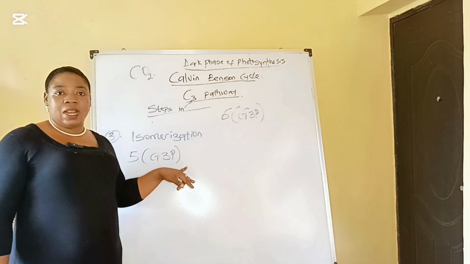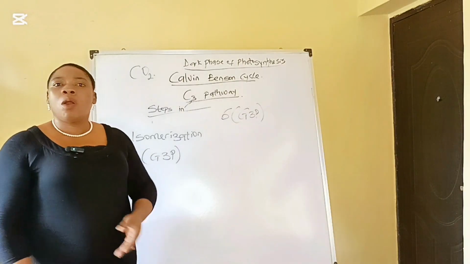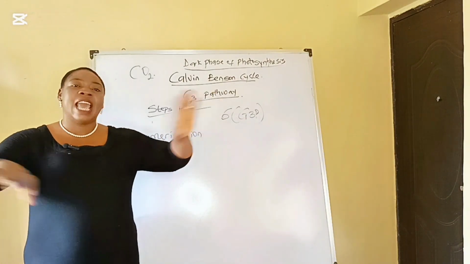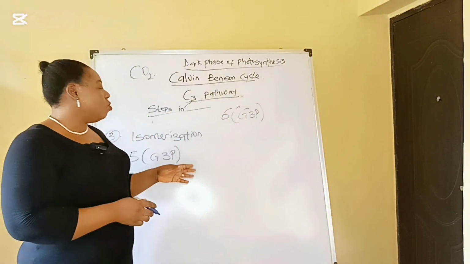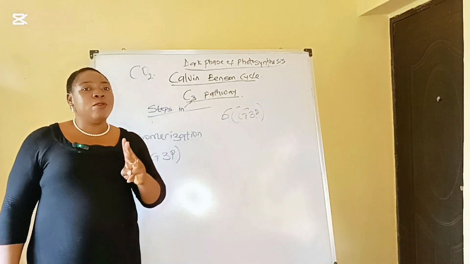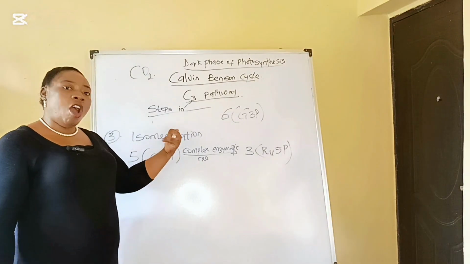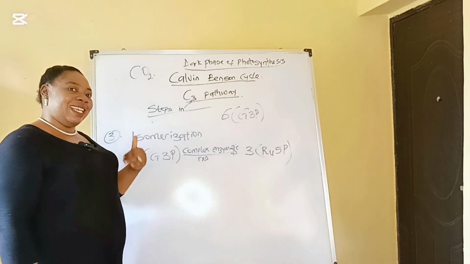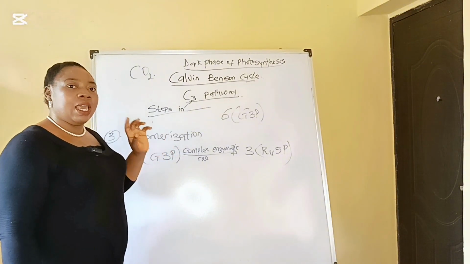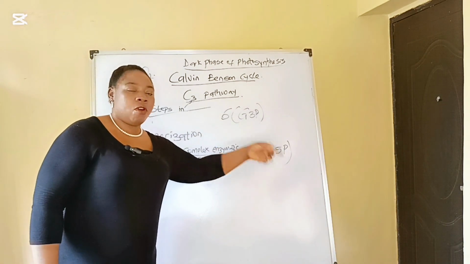Which means that we are starting our third step, which is the isomerization stage, with 5 molecules of glyceraldehyde 3-phosphate. Glyceraldehyde 3-phosphate will now undergo several complex enzymatically regulated reactions, which will finally give us 3 molecules of ribulose 5-phosphate. So our product for the third phase, or third stage, or third step, which is the isomerization reaction, is 3 molecules of ribulose 5-phosphate.